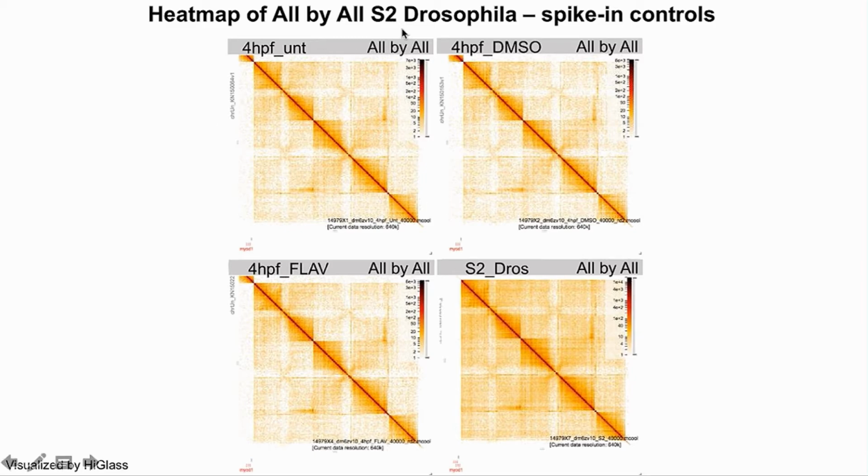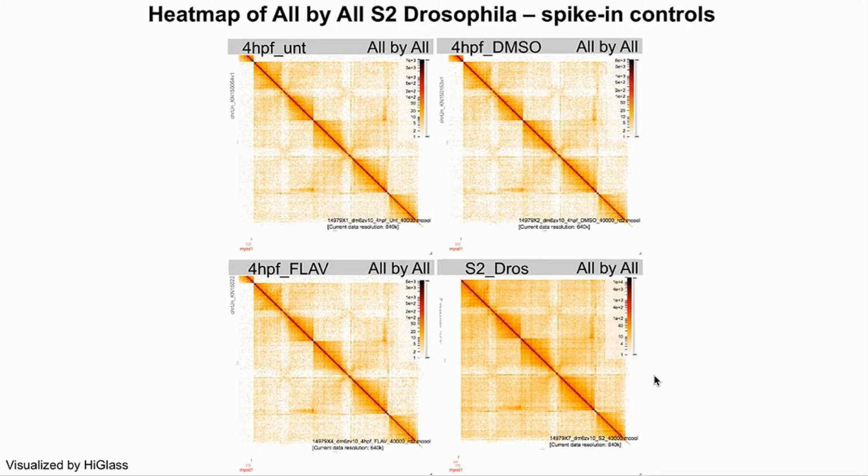It's an all-by-all comparison. On the right is a DMSO mock, because the drug's in DMSO. In the bottom left is flavopiridol, which is the Pol II inhibitor that we're using, in DMSO. And at the right is the all-by-all examination of just the Drosophila S2 cells. So we think we are on path to be able to use the Drosophila data for normalization.